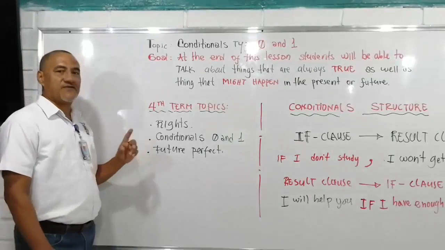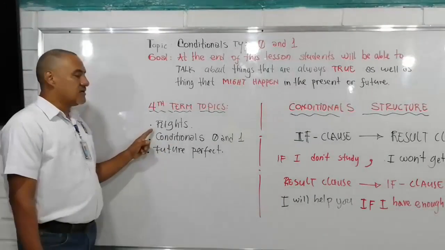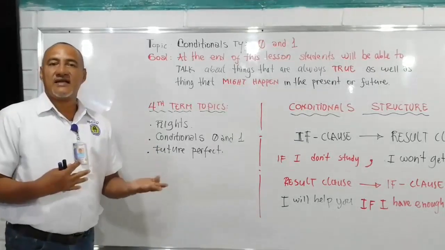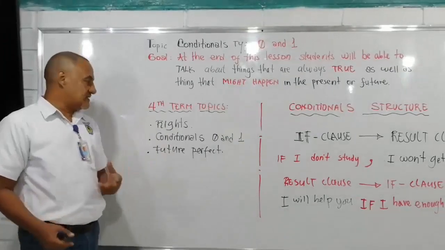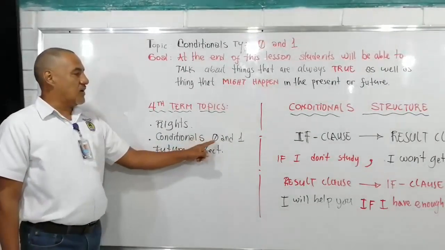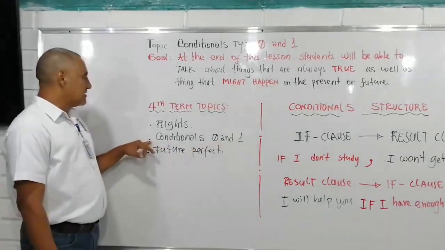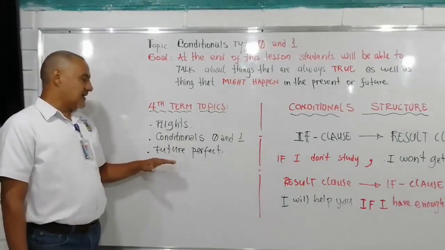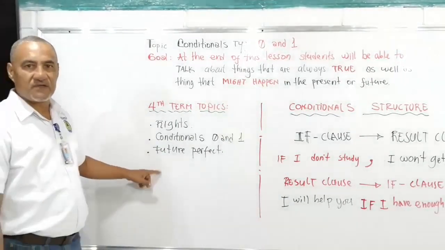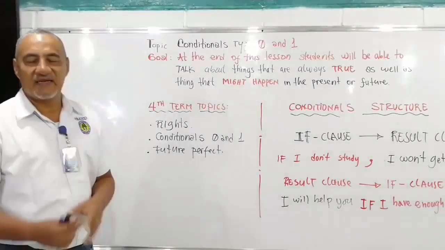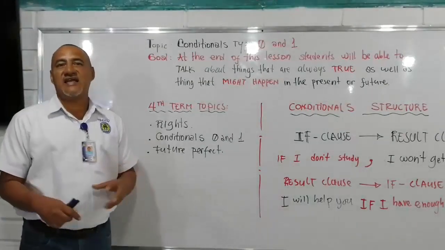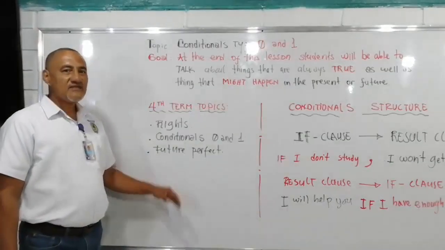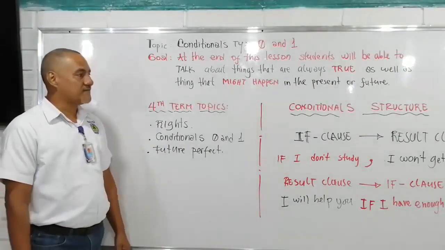Then the topics for the first part, para la primera parte, they are rights. Yes, we are going to talk about the rights and duties, vamos a hablar sobre los derechos y deberes of the citizen. Conditional 1 and 0, which is today's topic, as well as future perfect. I know that this topic, future perfecto, is new for you, but don't worry about that. I am going to give you all the details, and we are going to make a lot of practice for you to get familiar and to apply it very well.